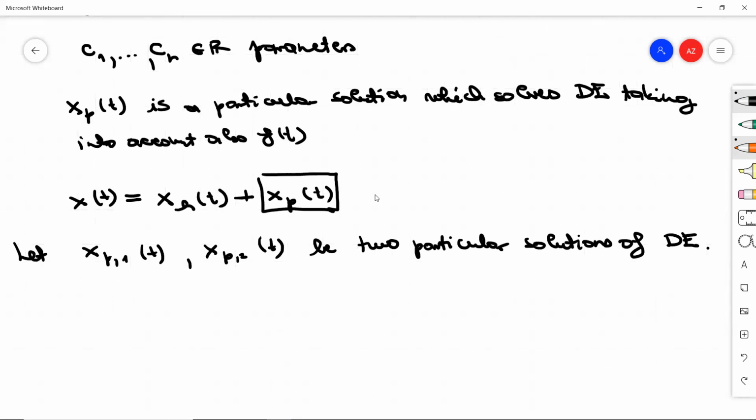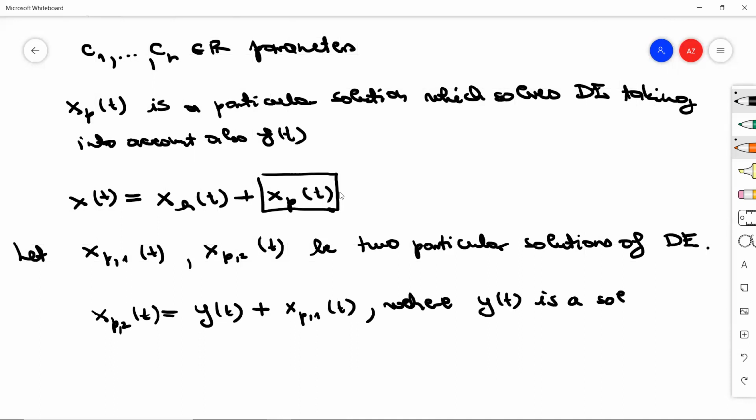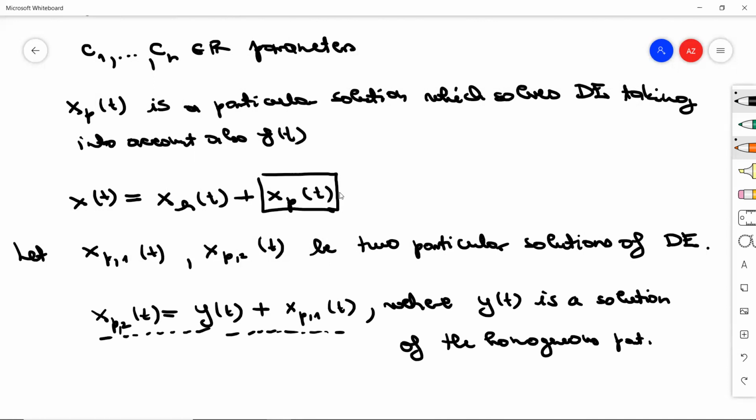So what we claim is that, since we claim that all solutions are of this form, xp2 of t is equal to some solution of the homogeneous part plus xp1 of t, where y of t is the solution of the homogeneous part. So this is what we claim. Is this difficult to see, or is this clear? How would you check that this is indeed true? You're given two particular solutions, and we are claiming that one of them is just the first one plus some solution of the homogeneous part. So how would you check this?